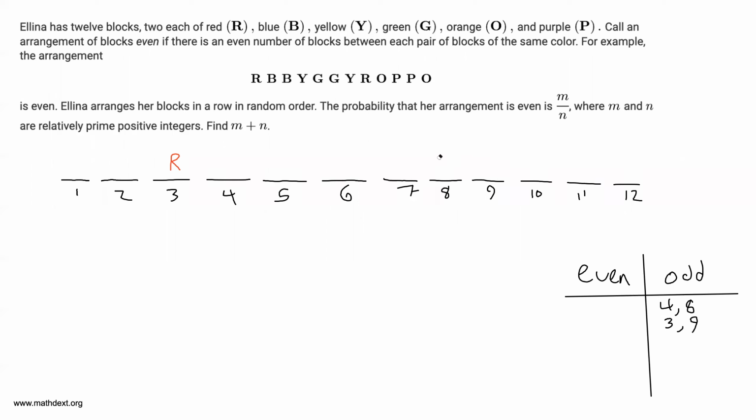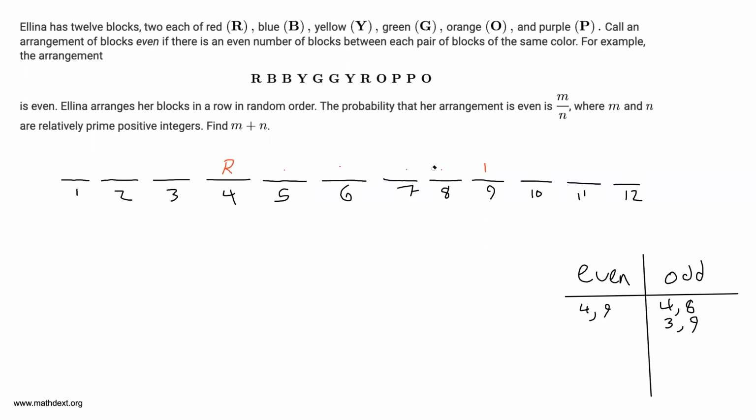Let's try one more example. What if R is here and R is here? How many blocks are between them? 1, 2, 3, 4. 4 blocks. So you can see that in this arrangement, there are an even number of blocks between the 2 R's. So 4 and 9 goes in this column.